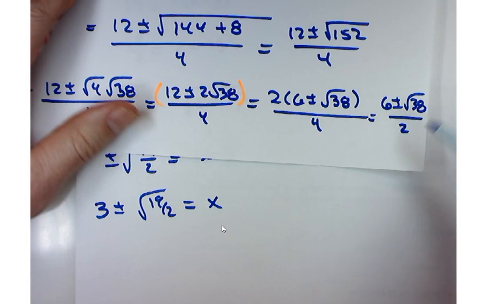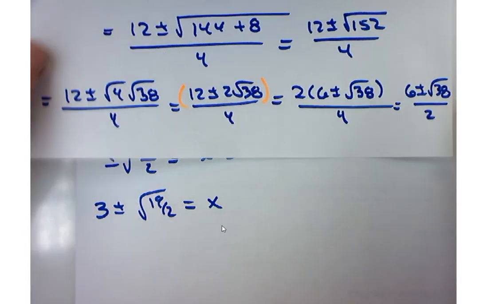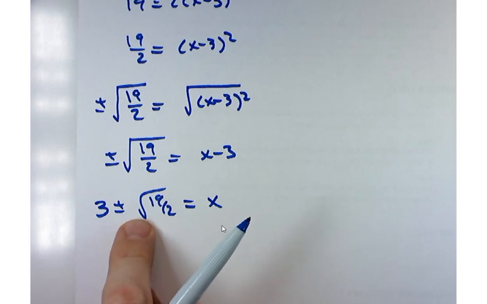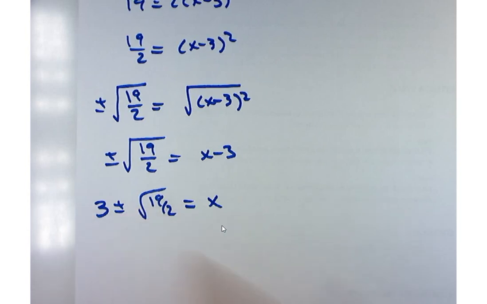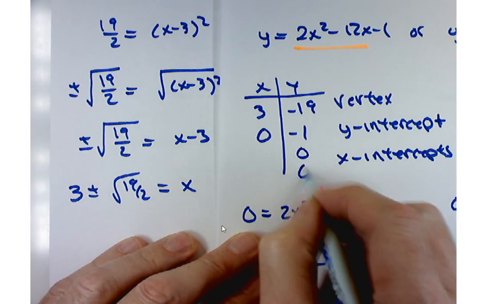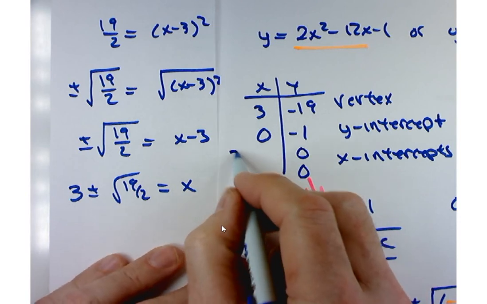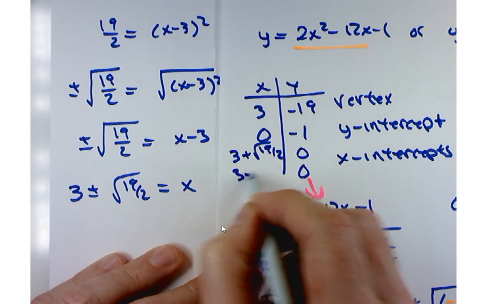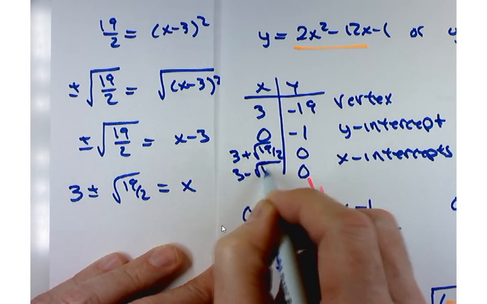You ask yourself which one you like better. Do you like the quadratic formula and this, or do you like the square root property and this? They both give you numerically the same answer. And that answer is going to be the last little piece up here: 3 plus the square root of 19 over 2, and 3 minus the square root of 19 over 2.